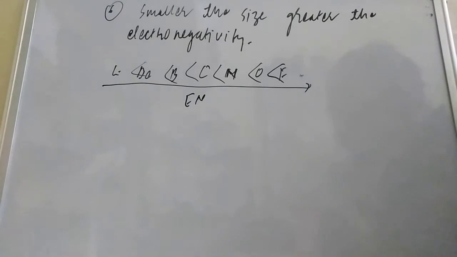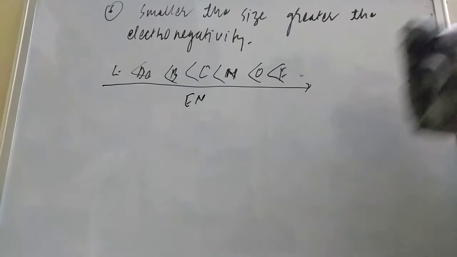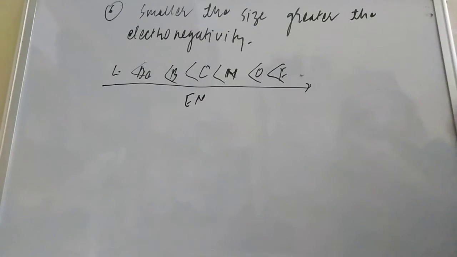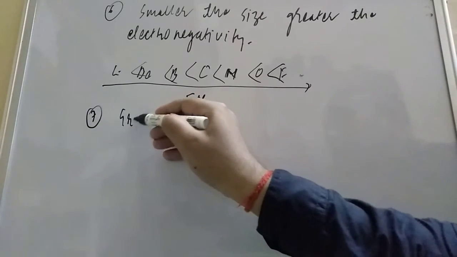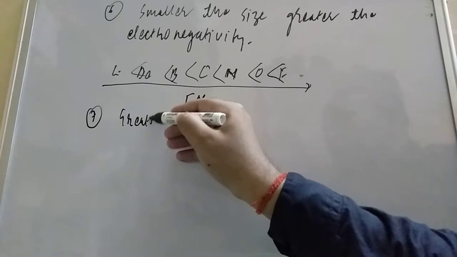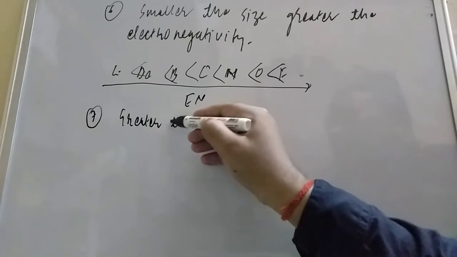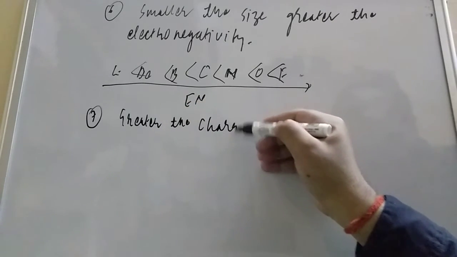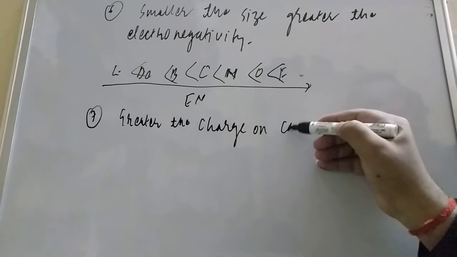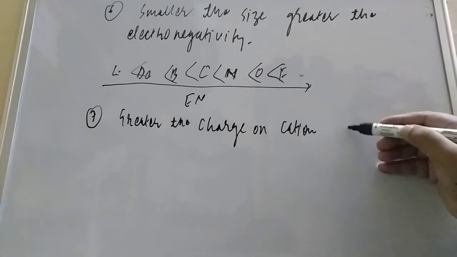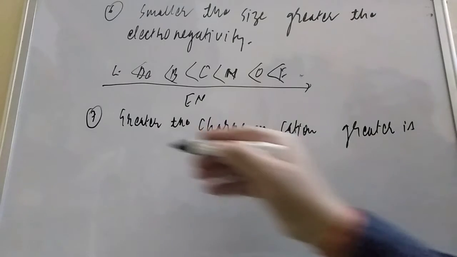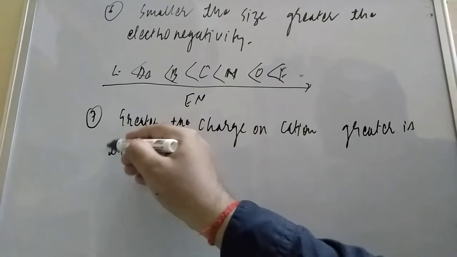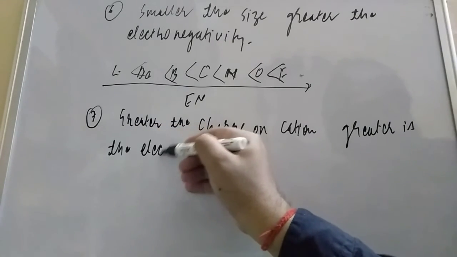Point number 7 is also an important point that we have to keep in mind. Greater the charge on the cation, greater is the electronegativity.